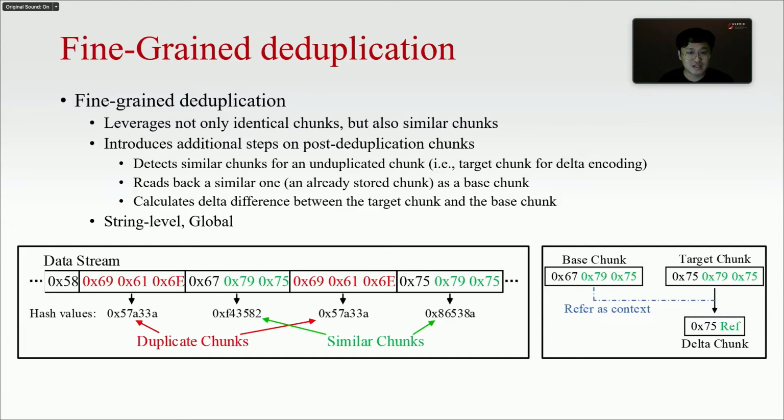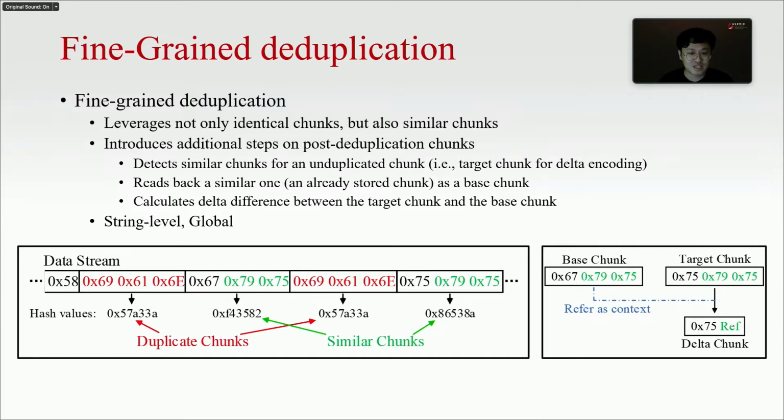Fine-grained deduplication is proposed to recover the lost compressibility of chunk-level deduplication. It not only removes identical chunks in data streams, but also eliminates redundancies among similar chunks. The left figure gives an example. The first and the third chunks are identical, and the second and the fourth chunks are similar.